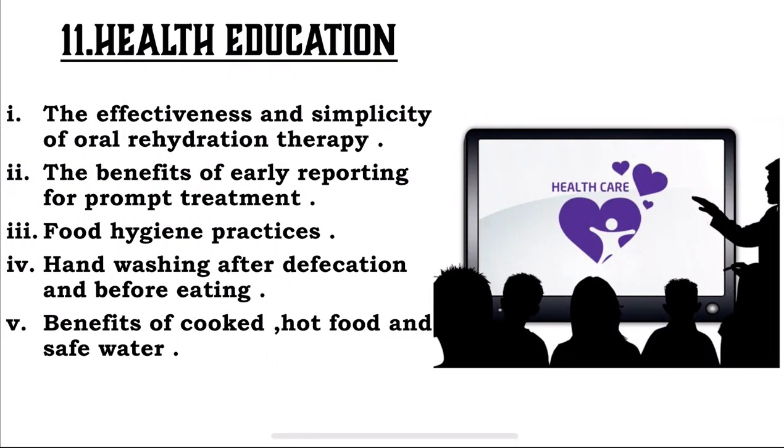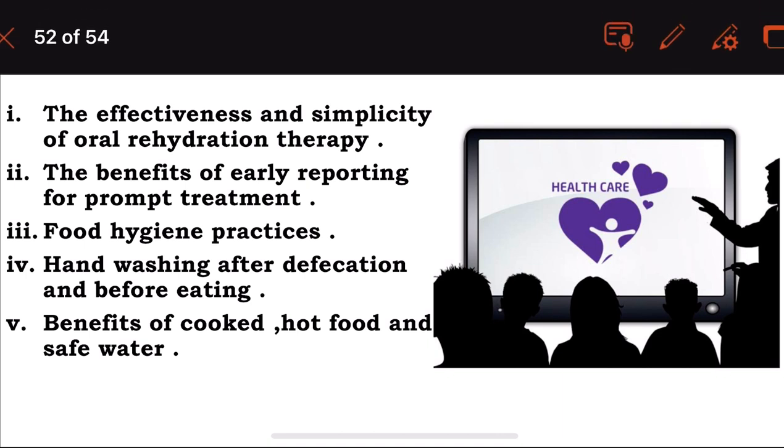Then comes the health education. The effectiveness and simplicity of oral rehydration therapy has to be taught to the people. We need to tell them that ORS is the most useful in cases of diarrhea and cholera. The patient has to be rehydrated as much as possible, at 75 ml per kg body weight. We take the weight more than the age. We consider the weight of the patient.